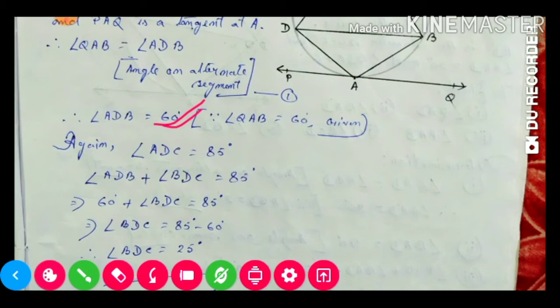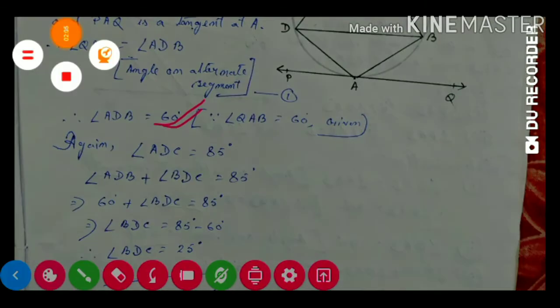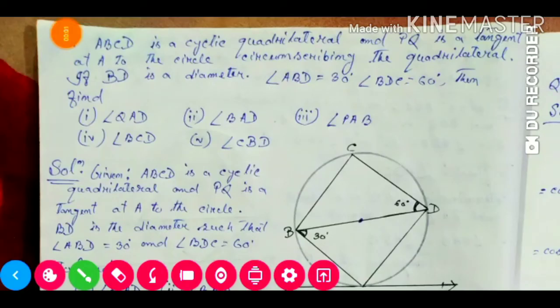Now 60 degrees subtracted from 85 degrees, so angle BDC will be 25 degrees. Question number 11 is also like question number 10.